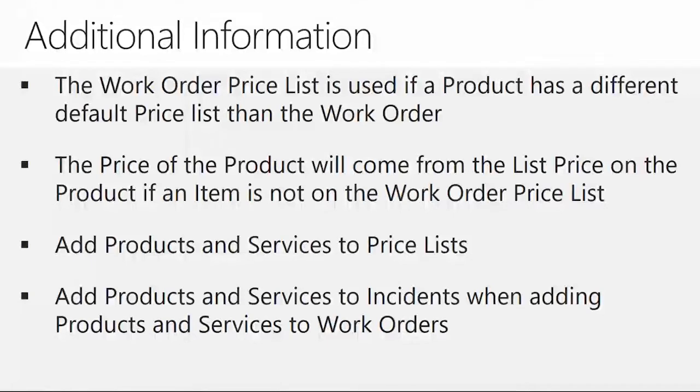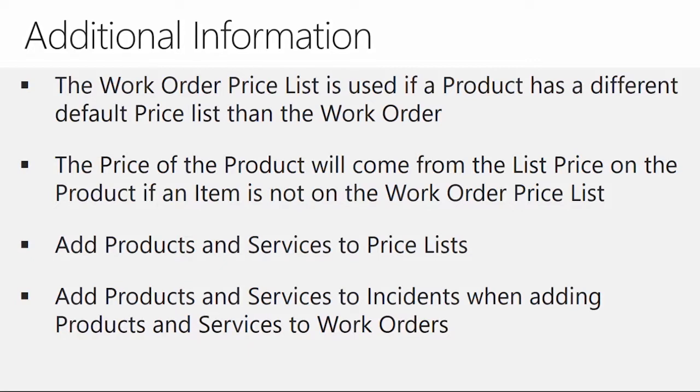Now, before we wrap this up, there's just a couple of things that I want to draw your attention to as part of the application. Oftentimes you are going to run into situations where you might have a price list that's associated with a specific work order. In those situations, when you have a price list attached to a work order, if the product that is coming into that price list has a different default price list, the work order price list is what is going to be used.